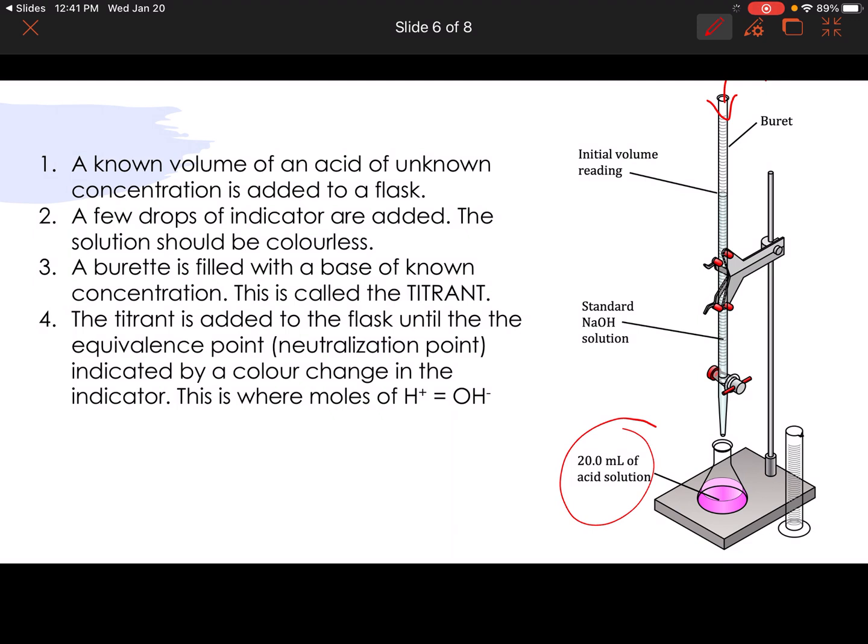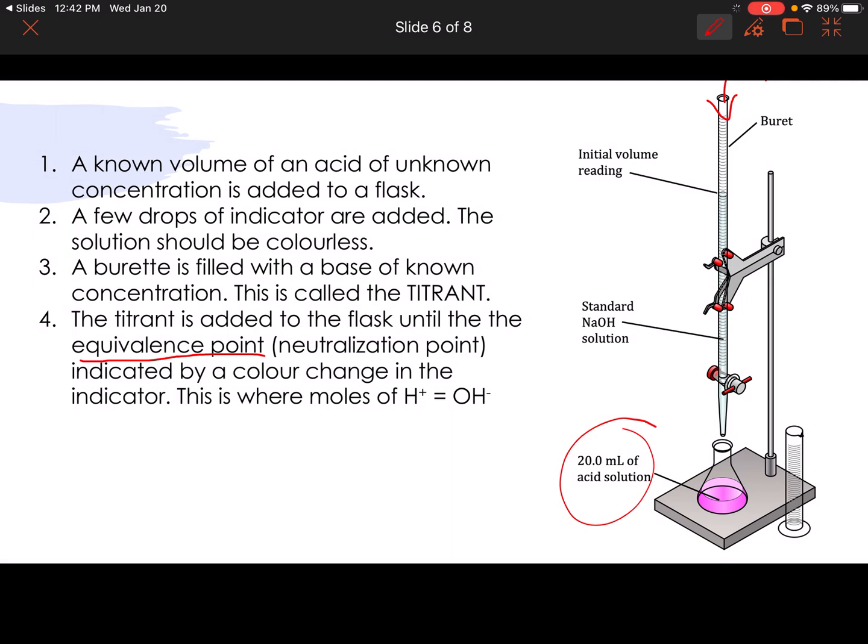So some new language here, so make sure you're picking that up. Equivalence point is known as the neutralization point, and we know that we've reached that when we see a change in color. Phenolphthalein is going to change color right around pH 7 to 8. That tells us that we have reached that neutralization point. And so we're going to be looking for a very pale pink color to show up in our solution.